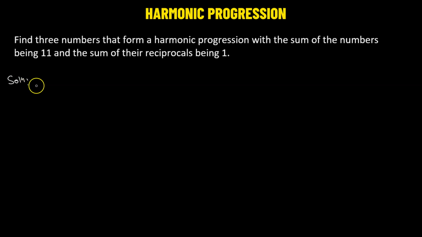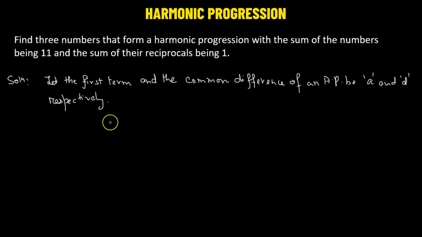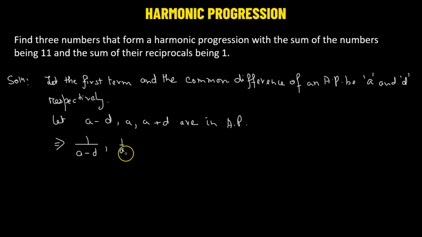So what we'll do to start with, we'll consider an arithmetic progression, with the first term and the common difference being a and d respectively. And we're going to choose three numbers such that a minus d, a and a plus d are in arithmetic progression. The reason why we are choosing this particular sequence is because we know that if these three numbers are in arithmetic progression, then immediately their reciprocals, 1 over a minus d, the second term being 1 over a and the third term being 1 over a plus d, are going to be in harmonic progression.